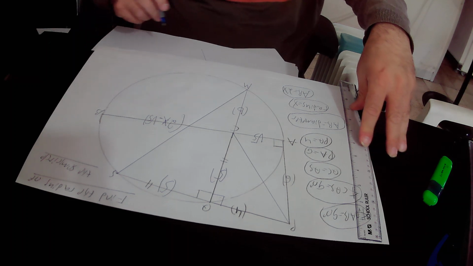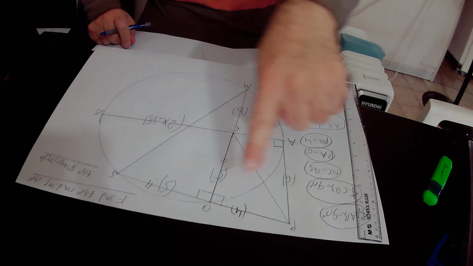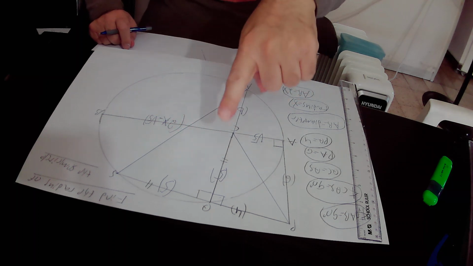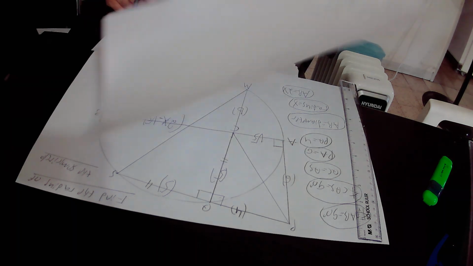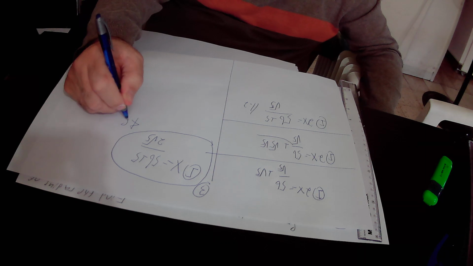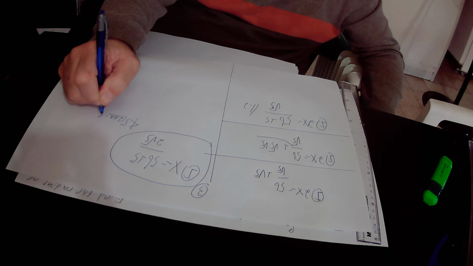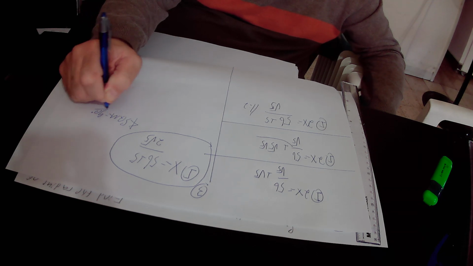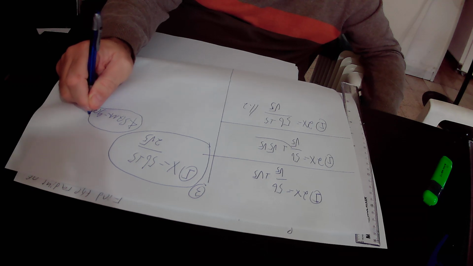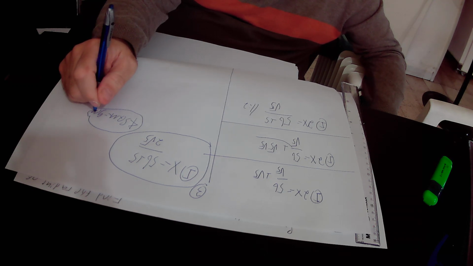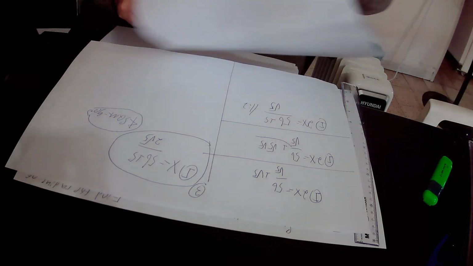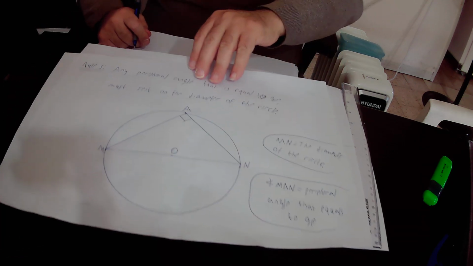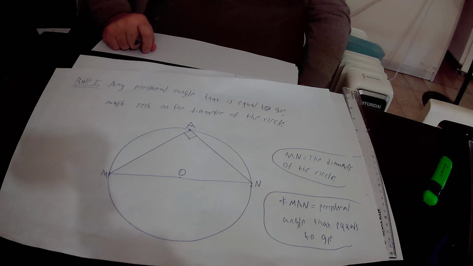So in the drawing we have peripheral angle SQM. This peripheral angle SQM is equal to 90 degrees in its size. Repeat again, peripheral angle SQM is equal to 90 degrees. And we have rule number 5 that relates to a peripheral angle that is equal to 90 degrees. According to rule number 5, any peripheral angle that is equal to 90 degrees must rest on the diameter of the circle.